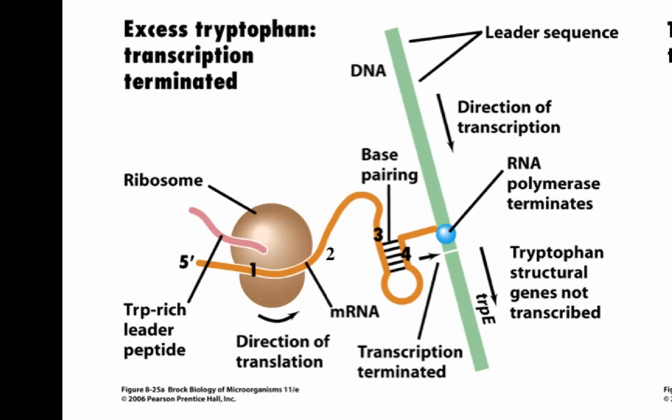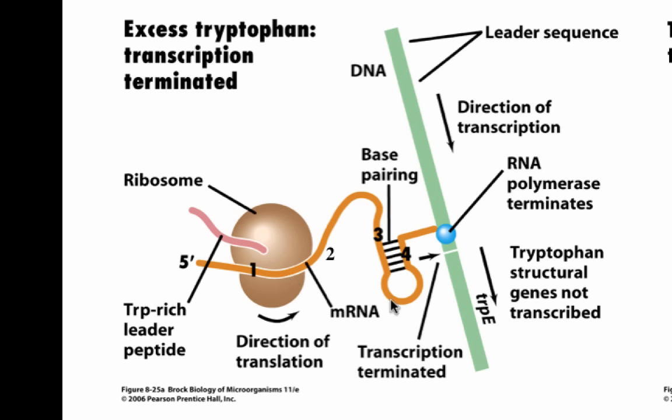On the other hand, if the amount of tryptophan is high, you're going to begin to translate the leader sequence, shown over here. The ribosome is going to bypass and add amino acids at those 2 tryptophan codons, and therefore eventually is going to cover region 2. Now, instead of making a loop between region 2 and region 3, the RNA is going to make a loop between region 3 and region 4.